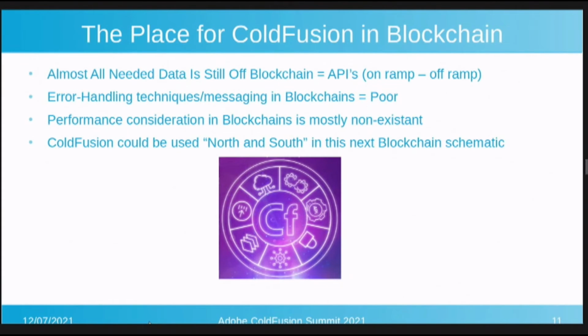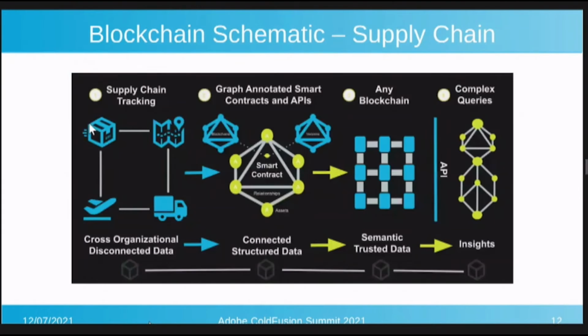The next slide is a schematic of a blockchain project. And what I wanted to say about this is, I put here, ColdFusion could be used north and south in its next blockchain schematic. I'll show you what I mean. So this is a supply chain tracking project, which came out of Hyperledger. In actual fact, the Hyperledger blockchain projects. And supply chains are pretty hot news at the moment, aren't they?